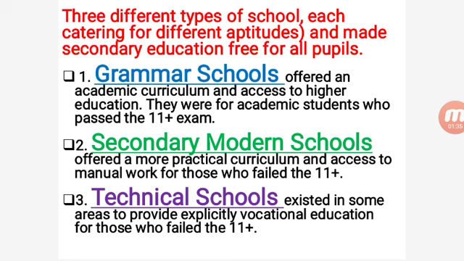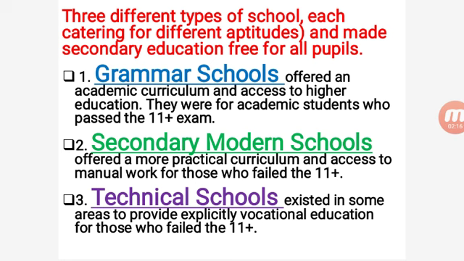Then there are different types of schools, each catering for different aptitudes, to fulfill the needs of children of different aptitudes, and it made secondary education free for all pupils till age 15. So what are the different types of schools? There are three kinds. The first one is grammar schools, which offer an academic curriculum and access to higher education. They were for academic students who passed the 11 plus examination.